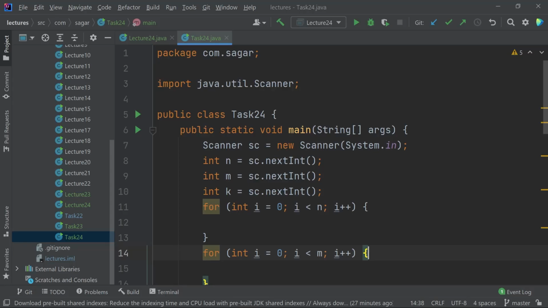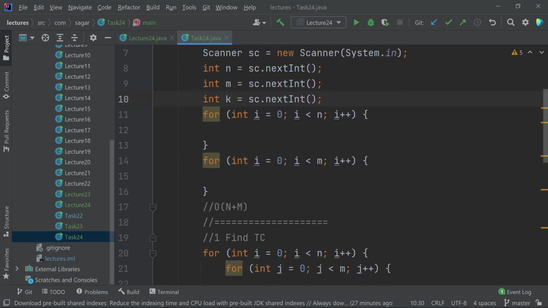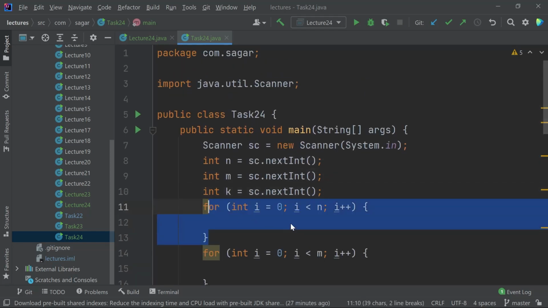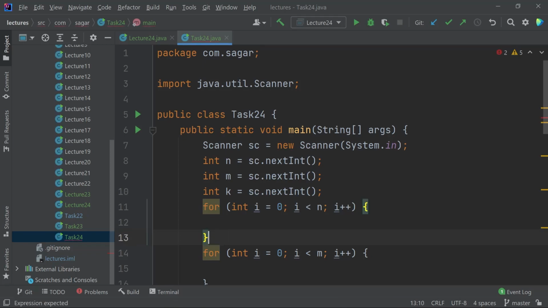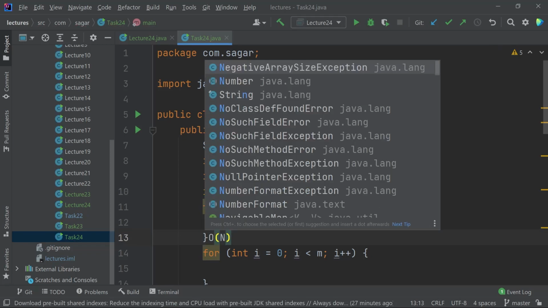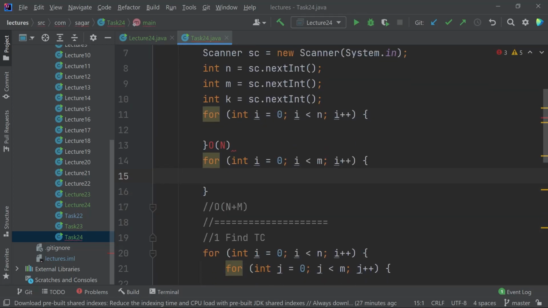And now it is time for your practice problem. So today in your task 24, first of all, I forgot to tell you something in this video. Suppose we are given a loop that is from 0 to n. So the time complexity of this loop is O of n. After that we have another loop that is running from 0 to m. So the time complexity of this second loop is O of m.